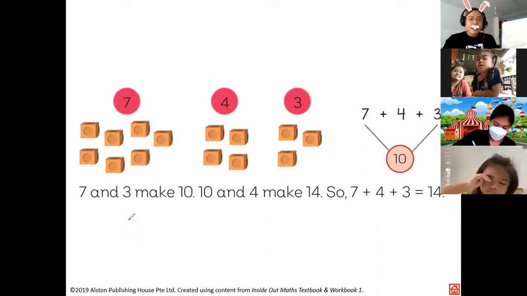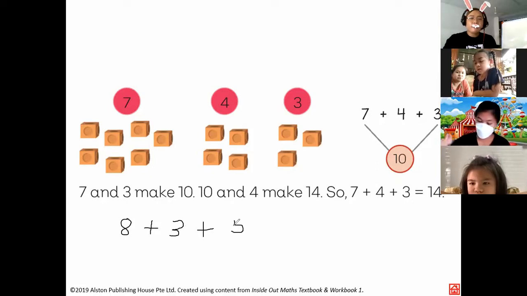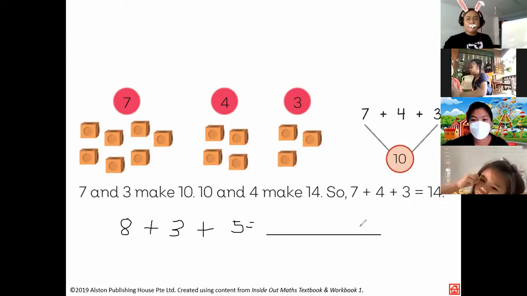What about I have 8 plus 3 plus 5. What's the answer, class? 8 plus 3 plus 5.